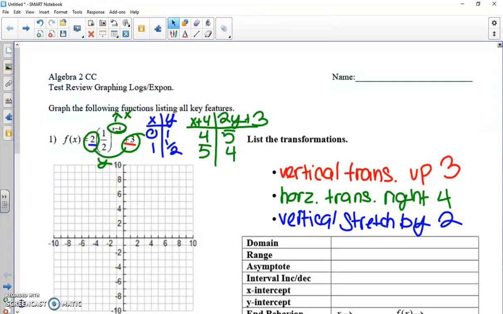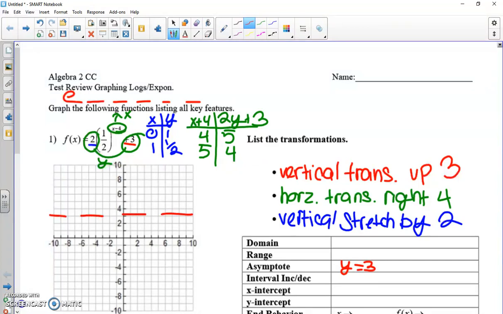The only other thing that you really have to graph is the asymptote. Exponential has a horizontal asymptote, and horizontal is y equals. So I'm going to go down here where it says asymptote, y equals. Normally it is at 0, but our y values have moved up to 3. So I'm going to plot my horizontal asymptote at 3. Then I'm going to plot these points: 4, 4; 4, 5; and 5, 4.